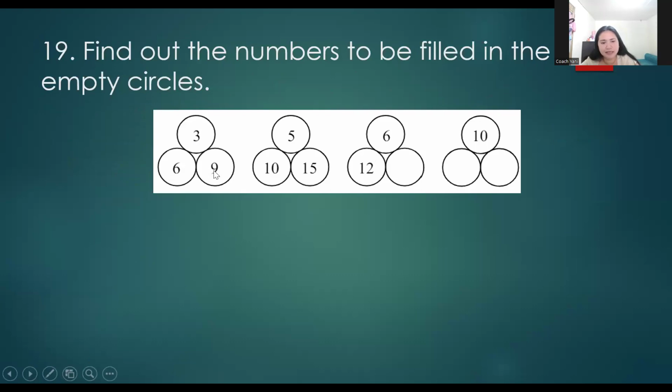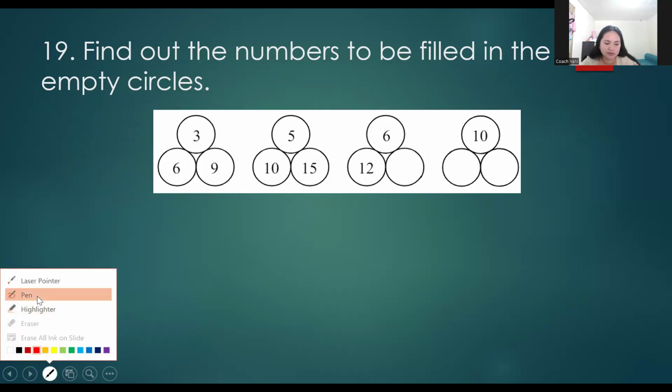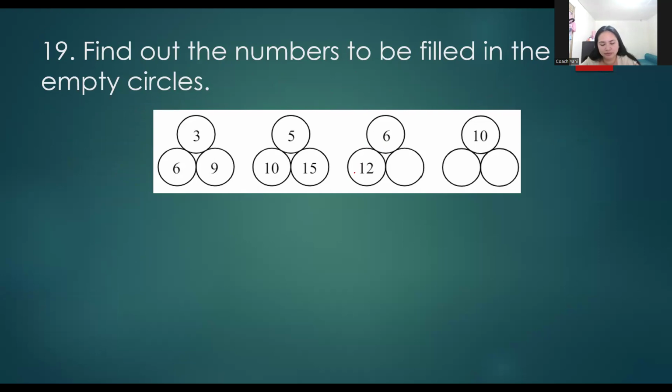So you have 3, 6, 9, 5, 10, 15. So it's just like skip counting, right? So how would you skip count 6 and 12? 6, 12, 18. 18. Very good. And then how about 10? Can you skip count 10? Yes. 10, 20, and 30. So these are the missing numbers. Correct, Kauri. Thank you so much.